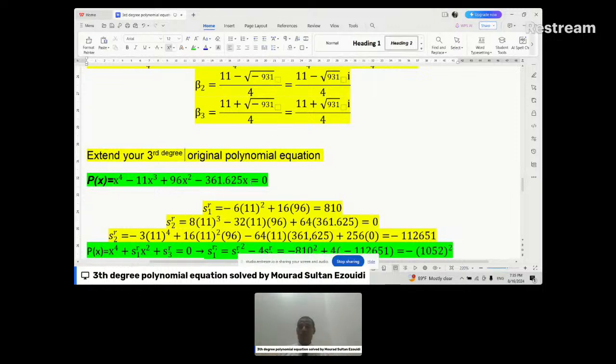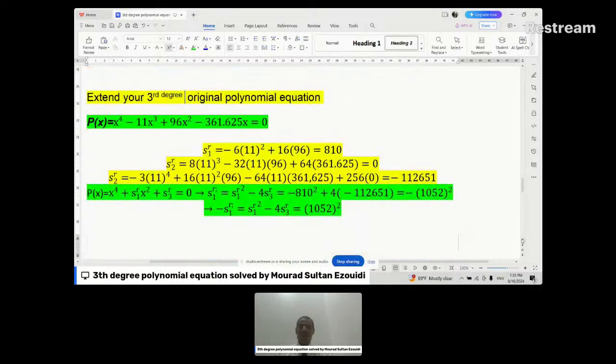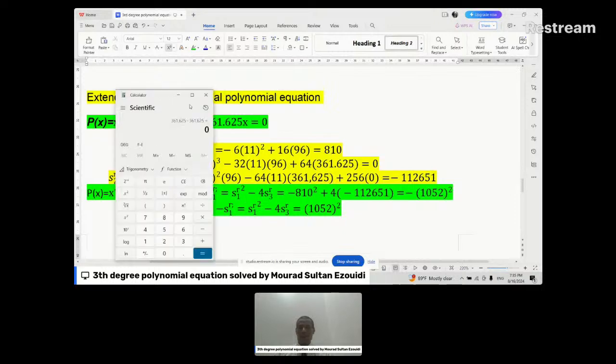So therefore S1, S2, S3 are derived from my discriminant formula. Now I just apply the formula. So I just calculate, learners. I'm calculating S1. I obtain S1 equal 810.